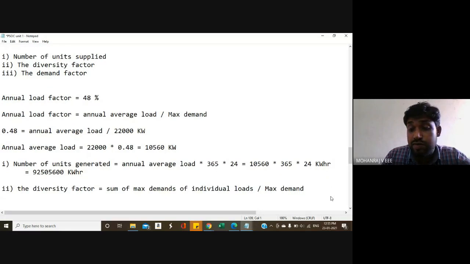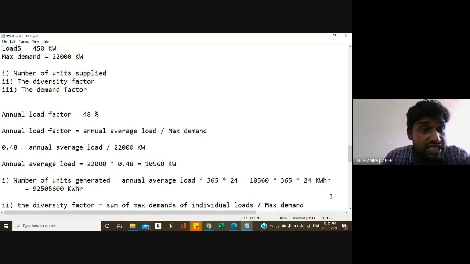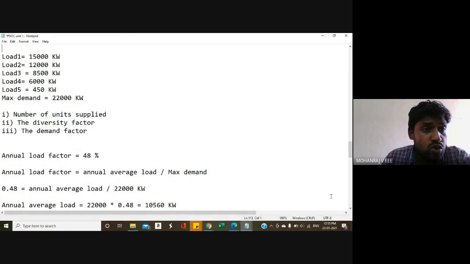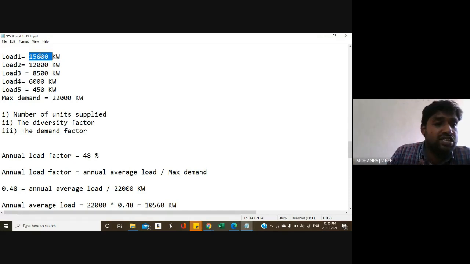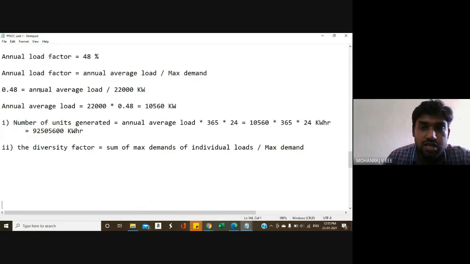What is the sum of maximum demands of individual loads? In the question, they have given load 1, load 2, load 3, load 4, load 5, and their loads. Obviously, load 1 has a maximum demand of 15,000 kilowatts. Likewise, load 2, 12,000 kilowatts. Load 3, 8,500 kilowatts. Load 4, 6,000 kilowatts. Load 5, 450 kilowatts. It's obvious.